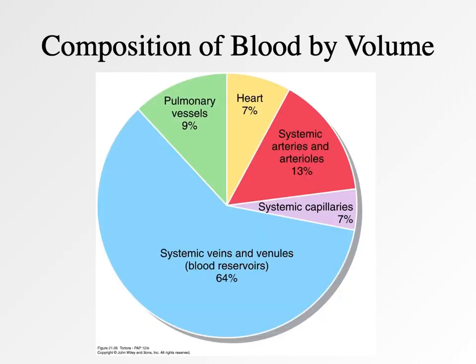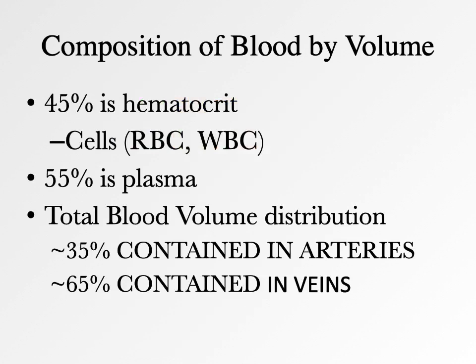So let's take a look at the composition of blood by volume. If we look at it in terms of where we find blood, we have two distinct regions. We're going to find the blood either in the venous side or in the arterial side. 64% of all blood is found by volume in the venous side. This forms what's referred to as the blood reservoir. We're going to need to remember this when we talk about hemodynamics, in particular vascular pressures.